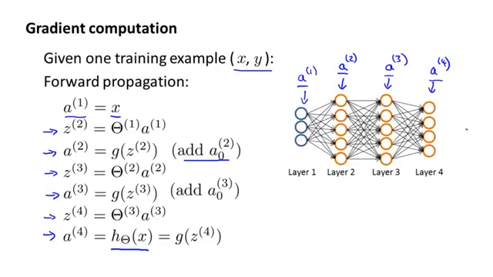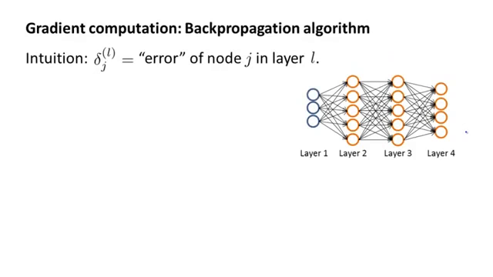Next, in order to compute the derivatives, we're going to use an algorithm called backpropagation. The intuition of the backpropagation algorithm is that for each node, we're going to compute the term delta superscript L subscript j, that's going to somehow represent the error of node j in layer L. Recall that A superscript L subscript j is the activation of the jth unit in layer L. So this delta term is in some sense going to capture our error in the activation of that node, or how we might wish the activation of that node were slightly different.